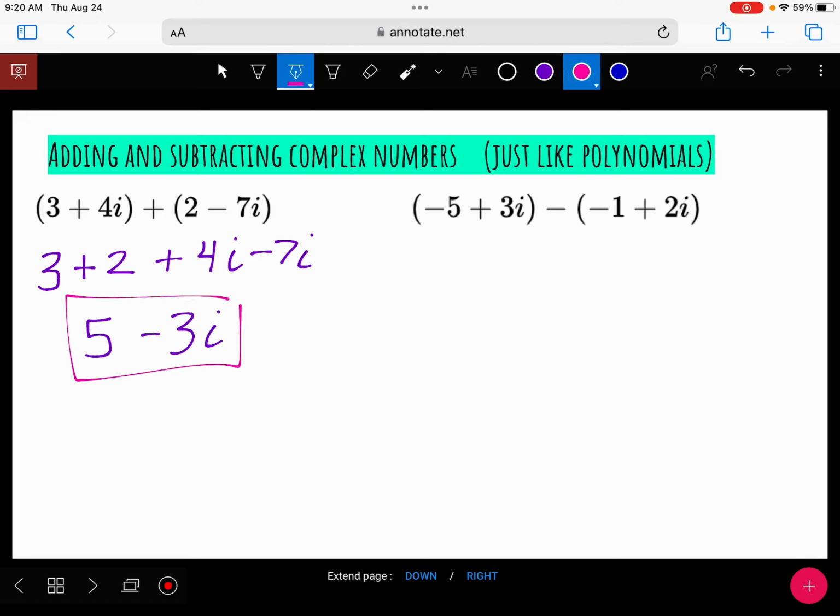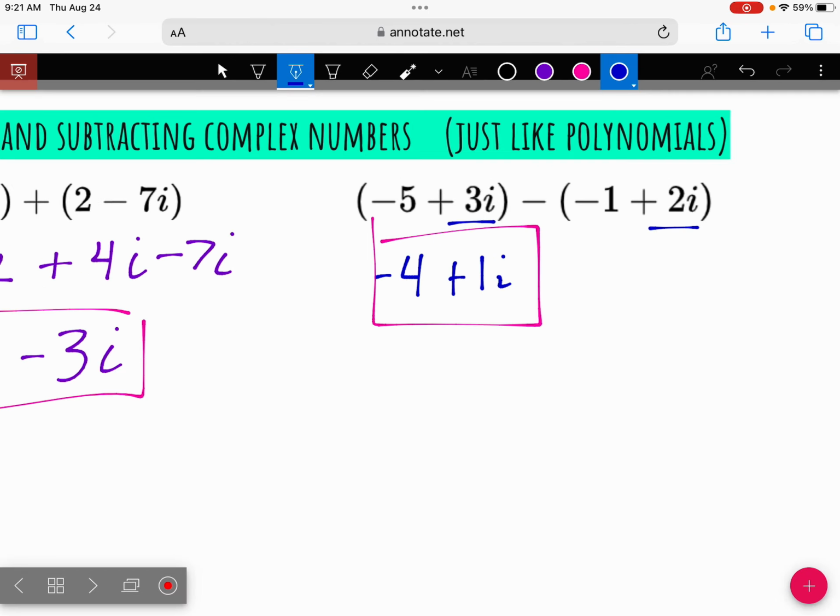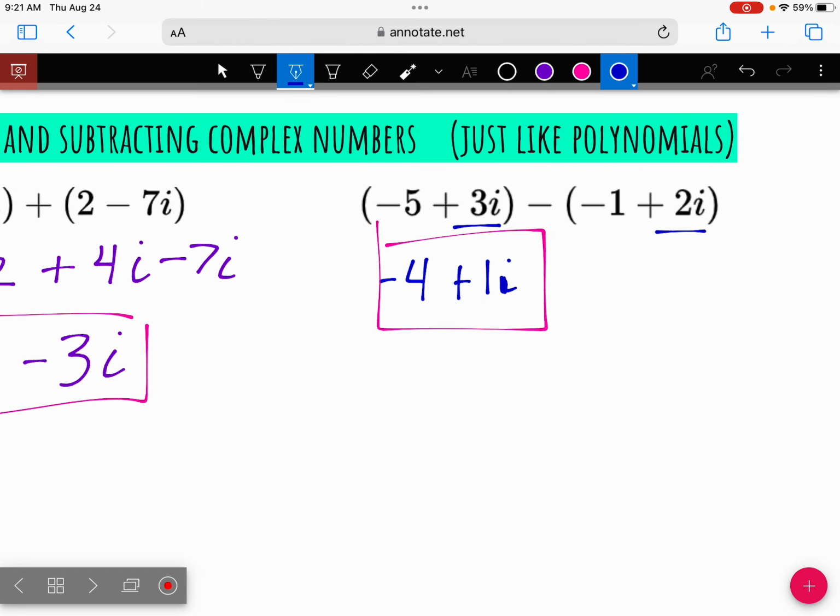3i minus 2i minus 1i, or minus i. It genuinely does not matter, it's combining like terms. Yes, it should be plus 1i. Absolutely great. Plus 1i. That is an i. I don't know why it looks like a snail.